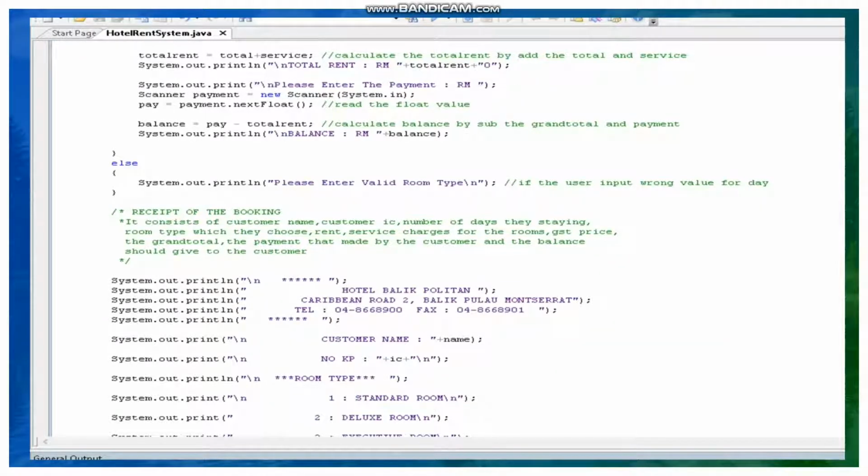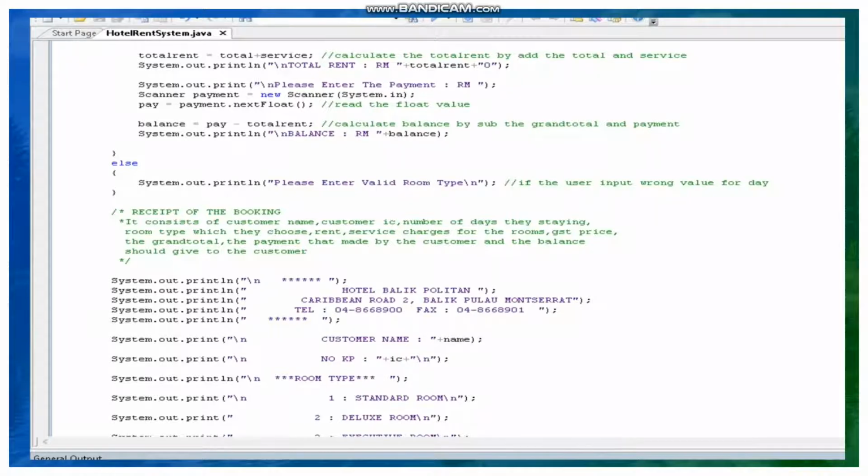The receipt of the booking consists of the customer name, customer IC, number of days they are staying, room type which they chose, rent, service charges for the rooms, the price, grand total, the payment made by the customer, and the balance you give to the customer. These are the receipts.